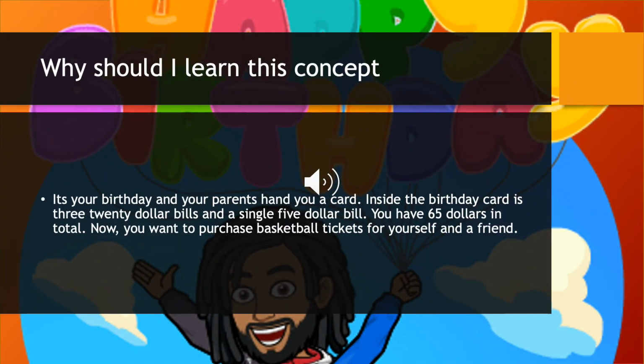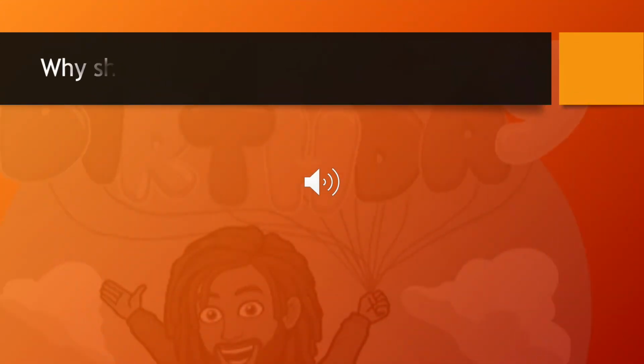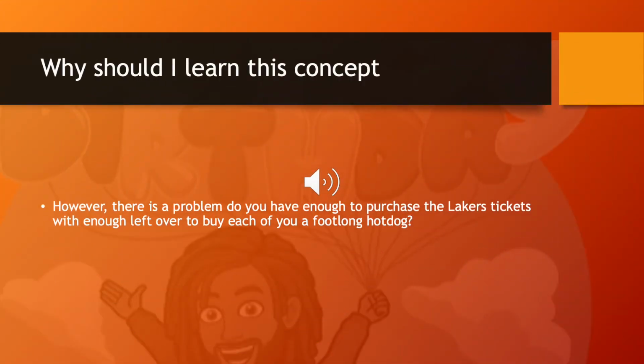All right, so we're back. It's your birthday. Your parents hand you a card. Inside the birthday card is three $20 bills and a single $5 bill. You have $65 in total. Now, you know you want to purchase basketball tickets for yourself and a friend. Now, I don't know about you, but all this seems very what? Plausible, right?